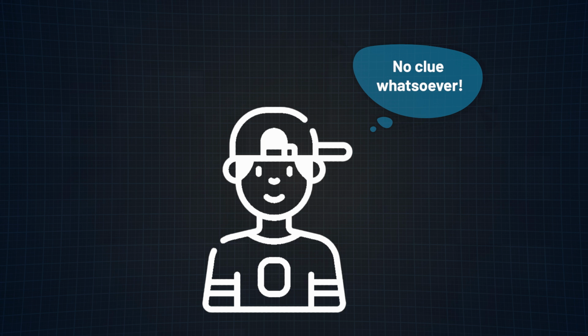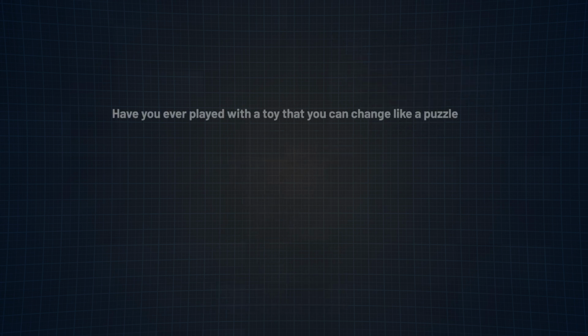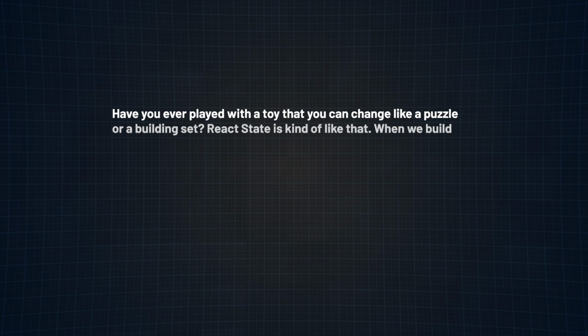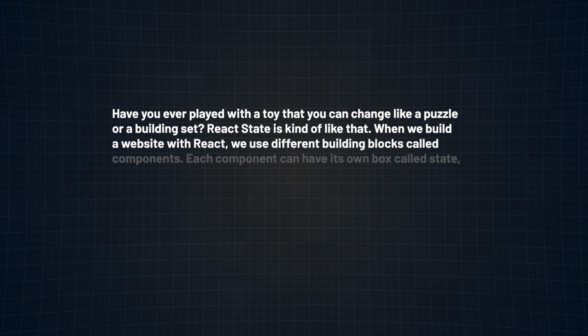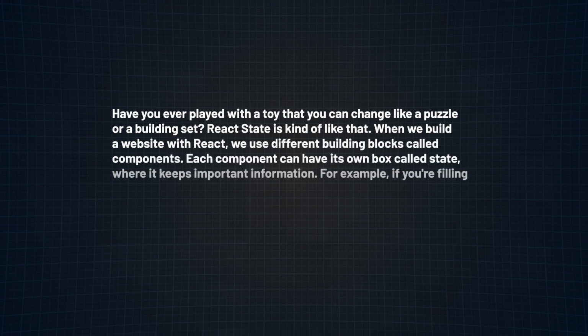So let's try again, but even more simplified. Have you ever played with a toy that you can change, like a puzzle or a building set? React State is kind of like that. When we build a website with React, we use different building blocks called components. Each component can have its own box called state, where it keeps important information.